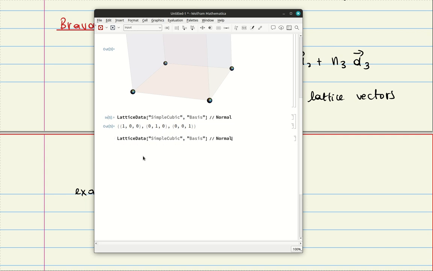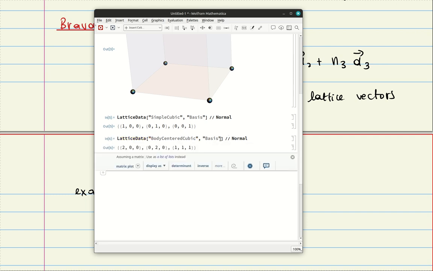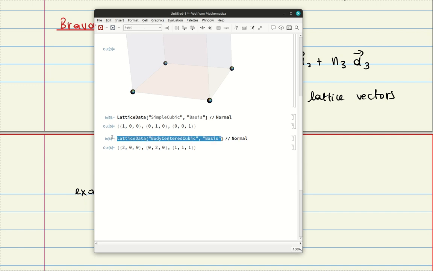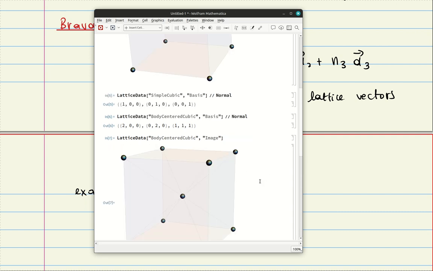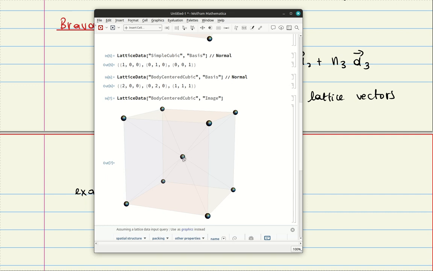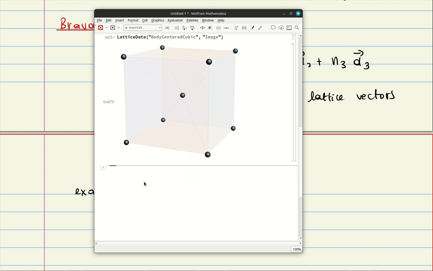Similarly, there are 3 basic 3-dimensional structures. It's the simple cubic, body-centered cubic. So here are the basis vectors, and you can also look at the image. The body-centered cubic is like a cube, but additionally there's one more atom at the center, and these are the basis vectors. And lastly, there are many more, but these three are good enough for us to get the hang of it.